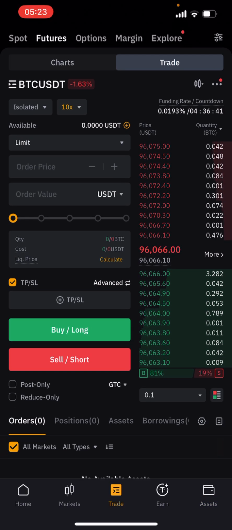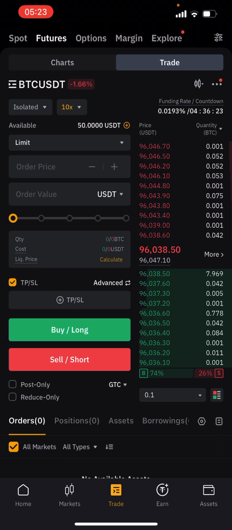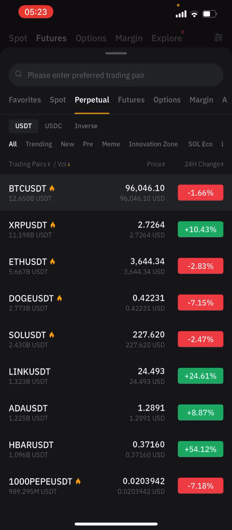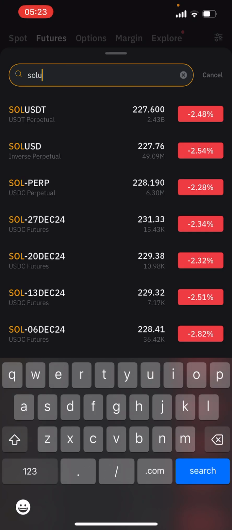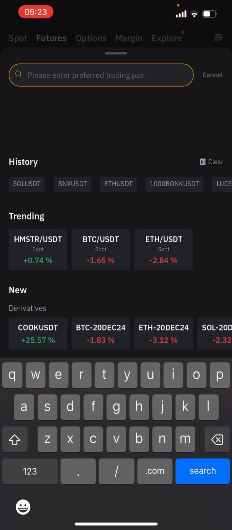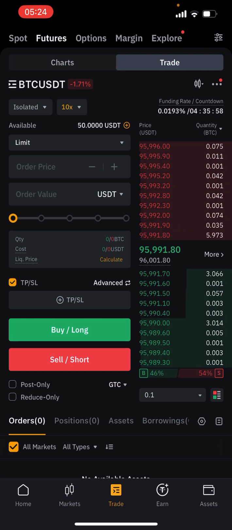This is the interface we'll be using to place our trades. Most of the time I'll be dropping futures signals. There is spot and there is futures, but make sure you're on the futures interface whenever I drop a futures signal. This is where you search for the name of whatever coin I will be dropping. I just dropped a signal in the group, which is Solana. So you search for SOL. That is where you search for the name.